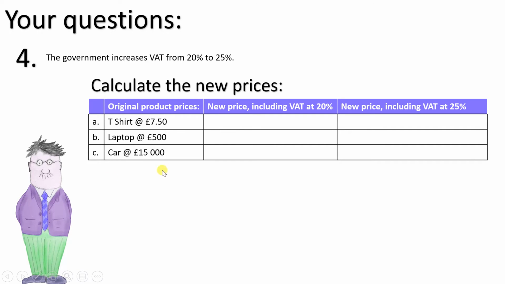And the third product is a car at £15,000. You need to find 20% of £15,000, add the two together, you have your first price. Then 25%, add the two together, add the 25% to the original 15,000, and you've got your second price. There you'll start to see what's going on with VAT prices and what retailers feel that they're forced to do should there be an increase.